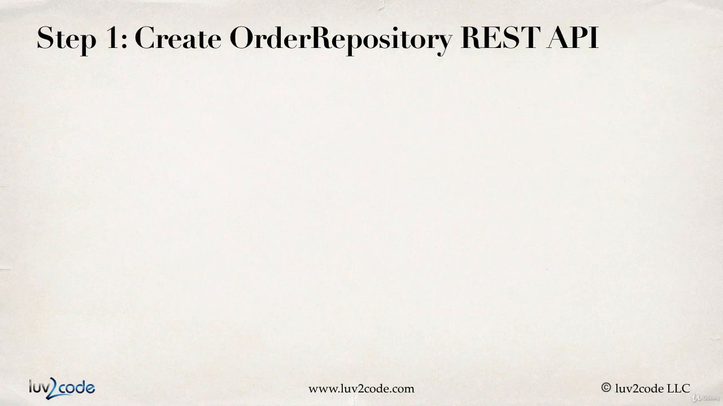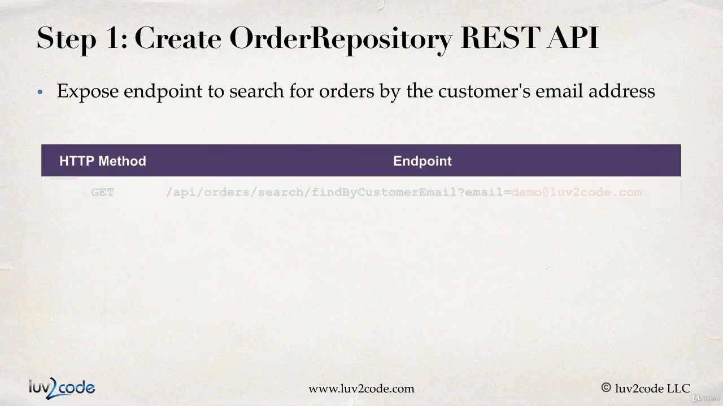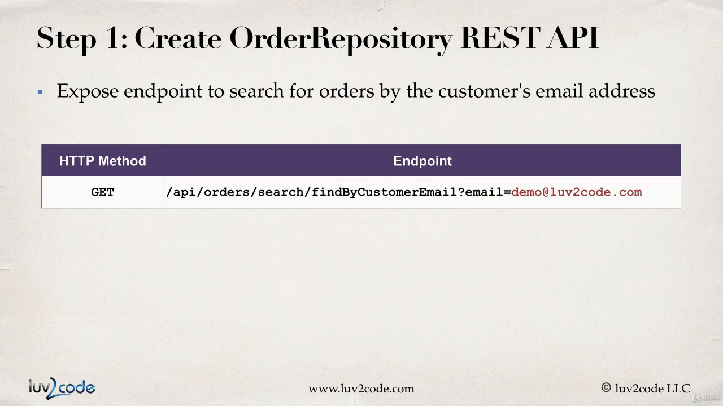Okay, so here's step one of creating the order repository REST API. So we're going to expose an endpoint to search for orders by the customer's email address. So we'll have this GET method and the endpoint of /orders/search/findByCustomerEmail?email=, and we pass in the actual value for that user's email address that we want to search by.